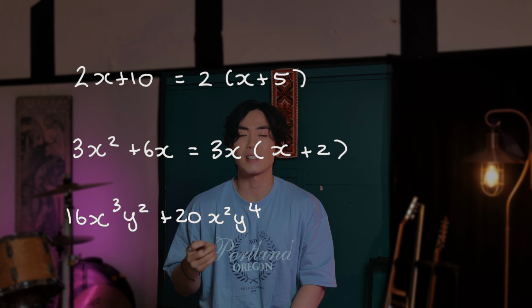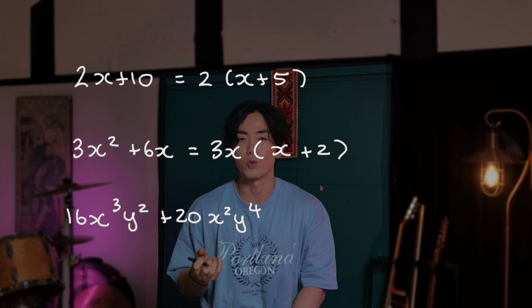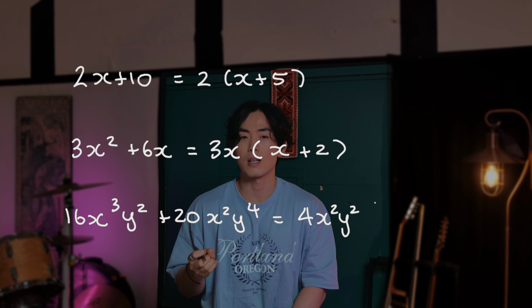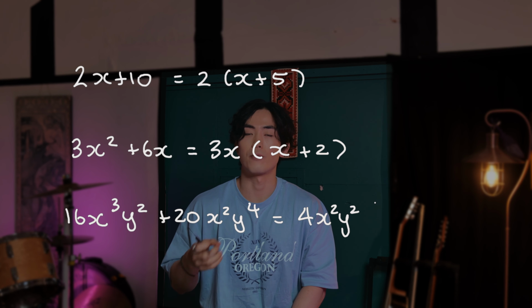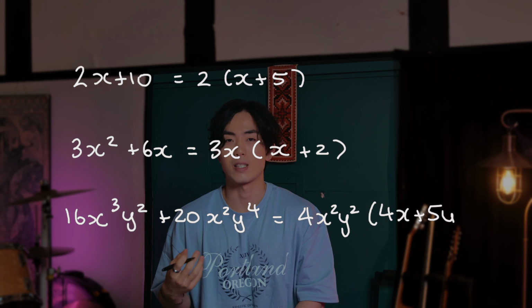For this one here, we have 16x cubed y squared plus 20x squared y to the power 4. They both have a factor of 4, and they have x squared and y squared as well. So taking 4x squared y squared out, I'll be left with 4x plus 5y squared.